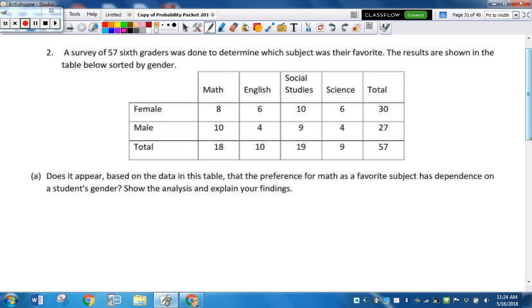Okay. So same idea here. You've got a survey of a bunch of 6th graders. Math, social studies, I guess this doesn't add up to 10, so you can throw that in there. Does it appear, based on the data in the table, that the preference for math as a favorite subject has dependence on the student's gender? Are you going to like math more if you're a male? Are you going to like math more if you're a female? Is there something going on here? How are we going to check to see if gender has any impact, based off your study?